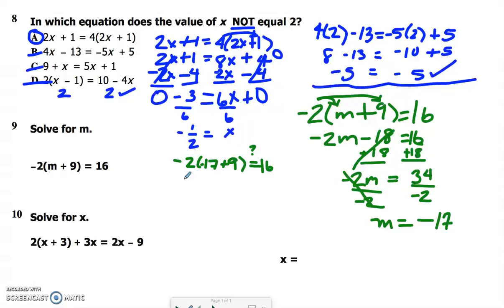Use your calculator to find that negative 2 times negative 17 is a positive 34. And then negative 2 times positive 9 leaves me negative 18. And we're asking, does that equal the 16 that's already over there waiting? 34 minus 18. Use your calculator to find that it does equal 16. So does 16 equal 16? Why, yes it does. And we are finished there.